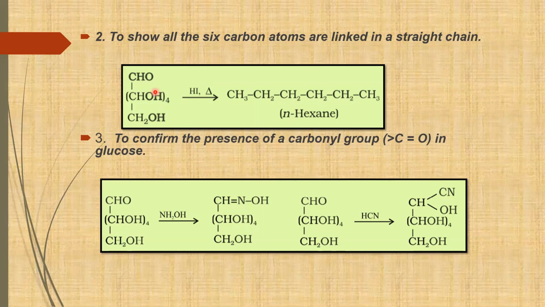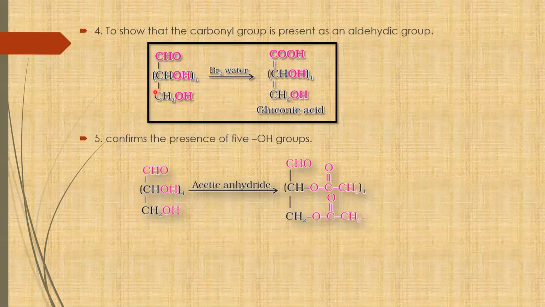Second, to confirm the presence of carbonyl group in glucose. Glucose when treated with hydroxylamine, that is NH2OH, it gives an oxime. Similarly, when glucose undergoes reaction with HCN, that is hydrogen cyanide, it again produces the cyanohydrin product, which confirms the presence of carbonyl group in glucose.